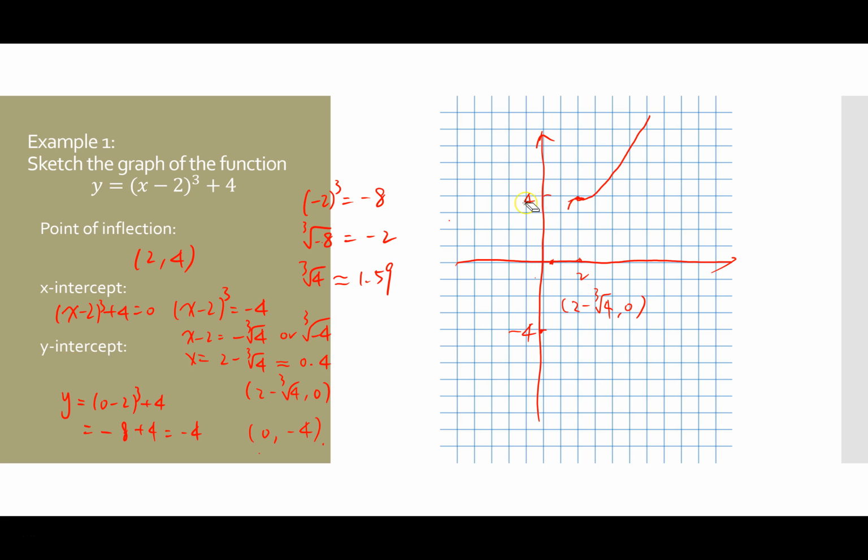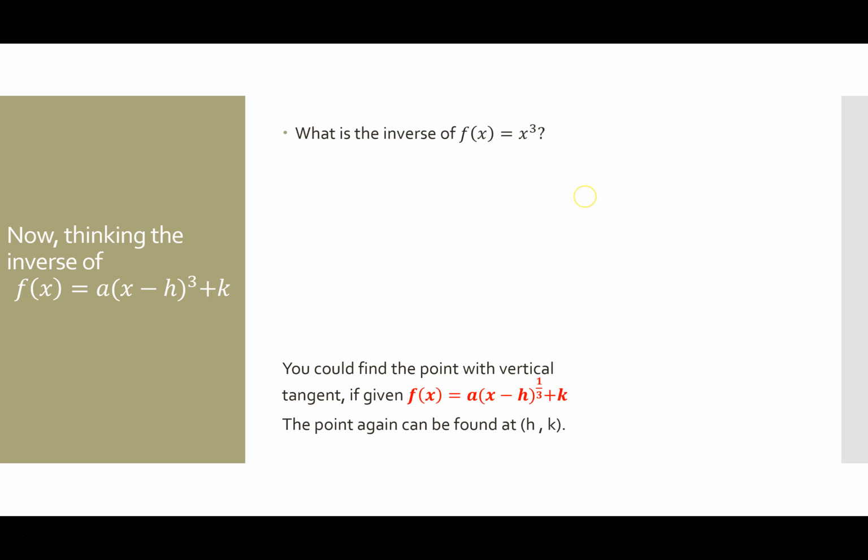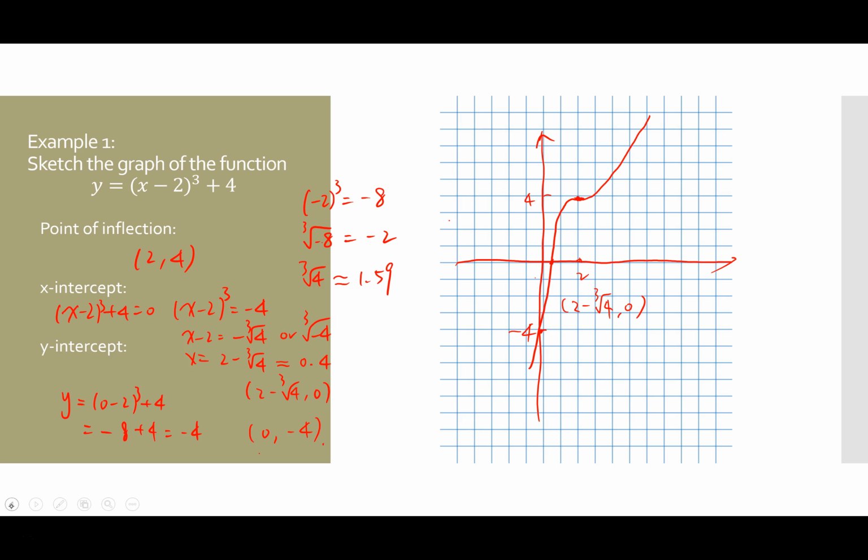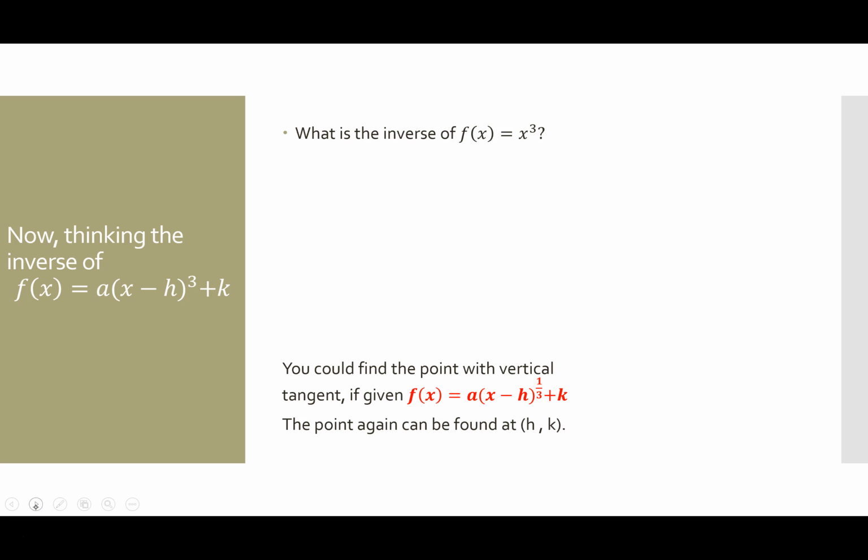All right, okay, try to make the graph next to the point of inflection to be as flat as possible to show there's going to be a horizontal tangent. Okay, and that's what the graph looks like. All right, now move to the next slide.